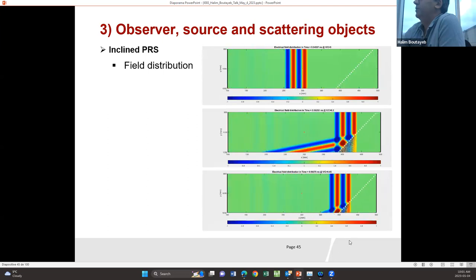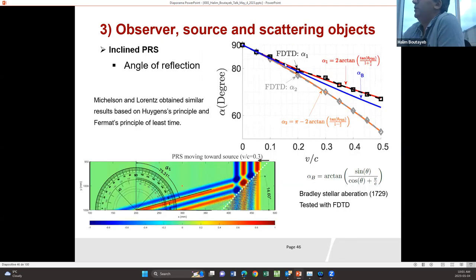So we analyze the angle of reflection as a function of V over C, and the results are in agreement with this formula. Depending on whether it is moving in plus V or minus V, so in the plus X direction or minus X direction, we will have a different formula: alpha one and alpha two. Alpha B, which we plot here, is for comparison.